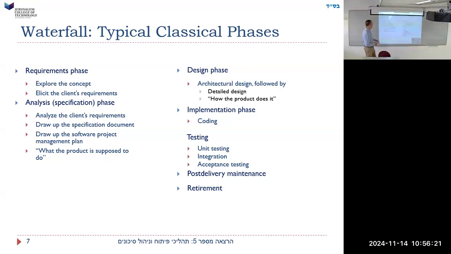Draw up the software project management plan. Figure out how you're going to manage the project. Then you go to the design phase where you actually answer the question, how does the product actually accomplish what it's supposed to do? How is the software going to be written? How many classes? What is it going to do? You define how many database tables, what are the fields in each database table, all the details.